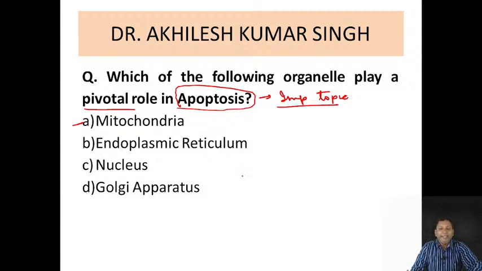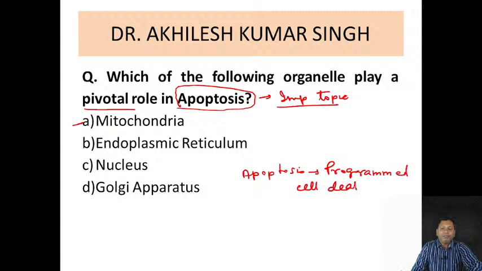What is the meaning of apoptosis? Apoptosis is programmed cell death. So two types of questions are asked here. What is apoptosis? This question has been asked many times in the exam, that programmed cell death is called as, right? And this question has also appeared, that which cell organelle plays a role in apoptosis. The answer here is the mitochondria.